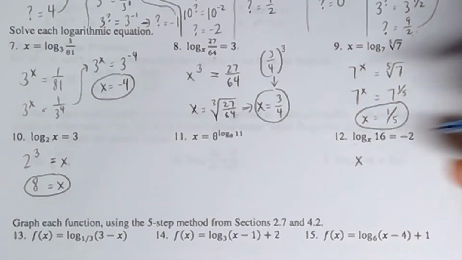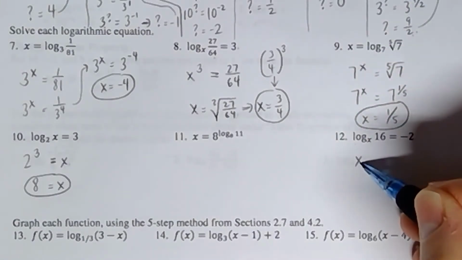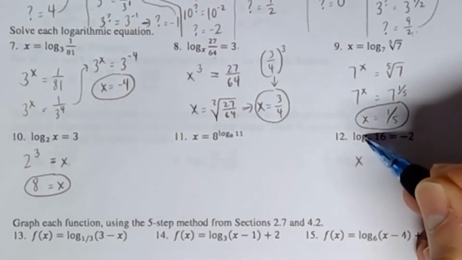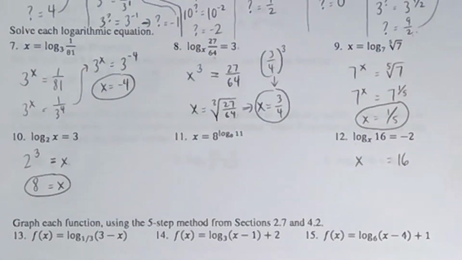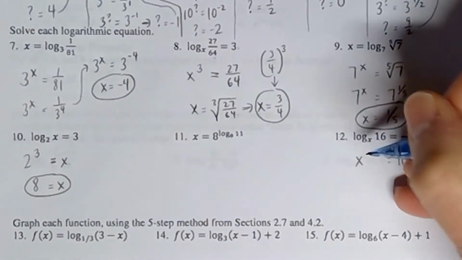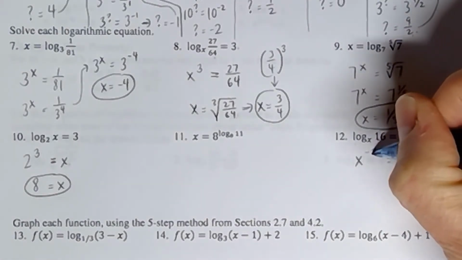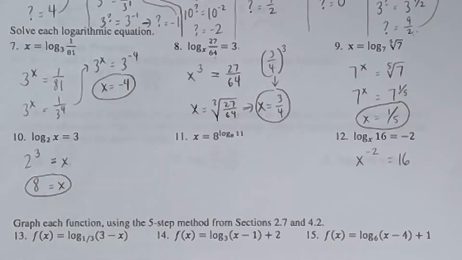Again, rewrite it so that the base is now written as a base, not stuck inside the logarithm. The product term is 16 because it's next to the base. And then the exponent is what the entire logarithm is equal to, x to the negative 2. How did we learn in the last section to solve an equation with a negative exponent?